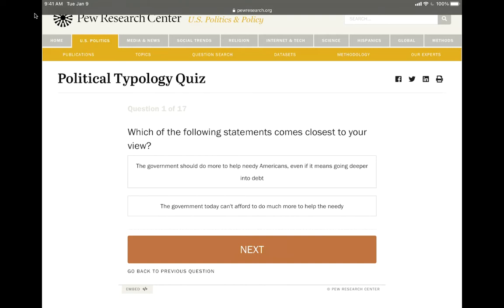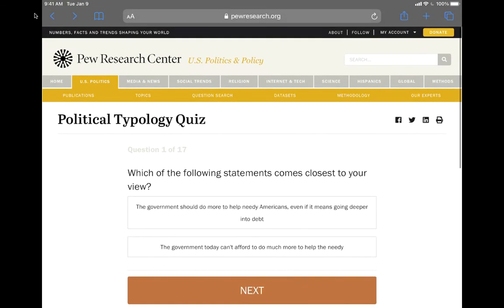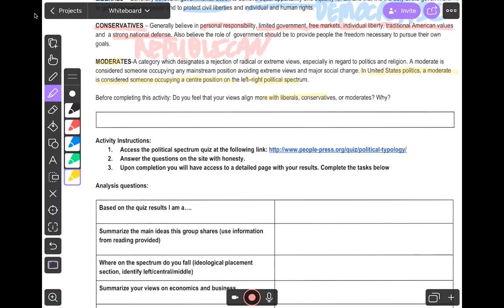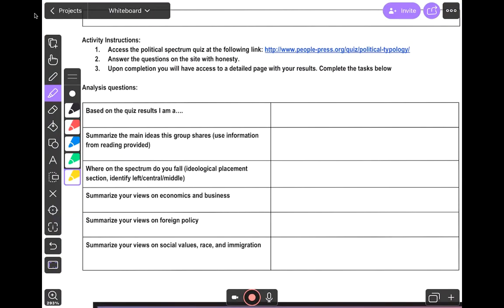I know some of these statements are tough because you might feel like you're in the middle, but you have to choose one of the statements. Choose the statement that more aligns with your views. Once you are done, you will get a readout page, and that readout page will be where you actually answer the analysis questions. Do not just finish the quiz and close the browser. You need the readout page to help you respond to these questions in the analysis.